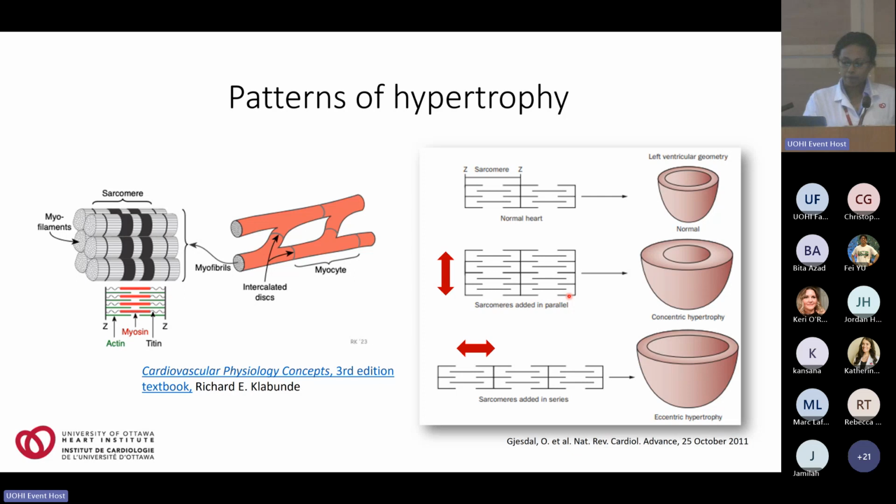And by law of Laplace, such increase in wall thickness along with the smaller cavity radius should lower the wall stress and the myocardial oxygen consumption. So this allows the heart to work more efficiently. And in response to volume overload, on the other hand, the myocyte lengthens by sarcomeric addition in series, resulting in an increase in ventricular volume and eccentric hypertrophy.